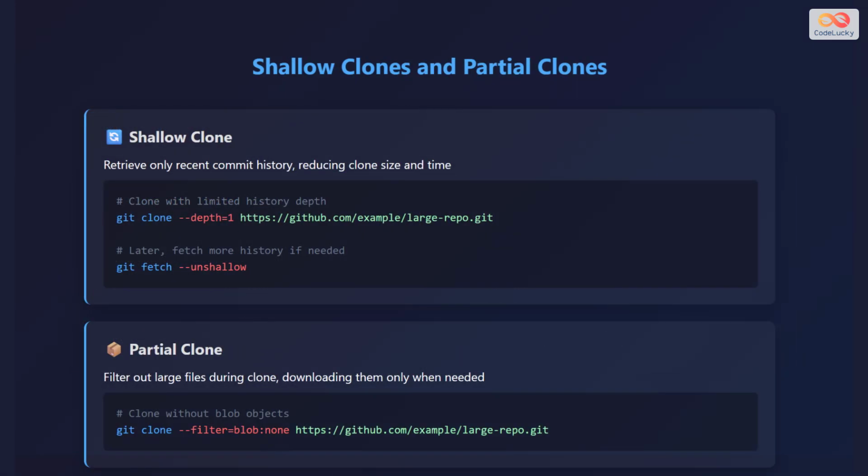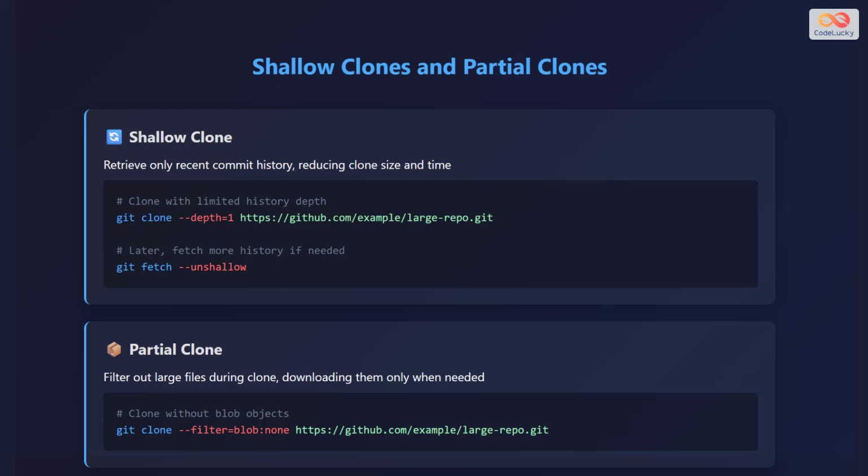Two useful techniques to reduce the amount of data transferred and improve the speed of Git operations are shallow clones and partial clones. A shallow clone retrieves only the recent commit history, which reduces the clone size and time. You can perform a shallow clone using the command git clone --depth=1 followed by the repository URL. If needed, you can fetch more history later using the command git fetch --unshallow.